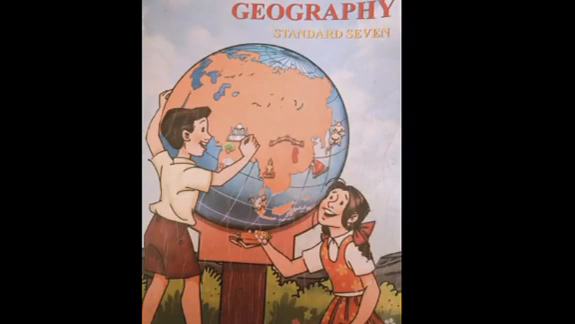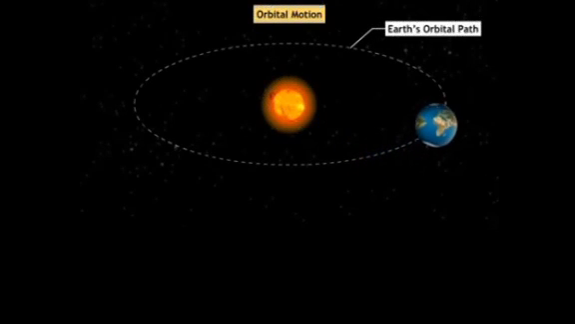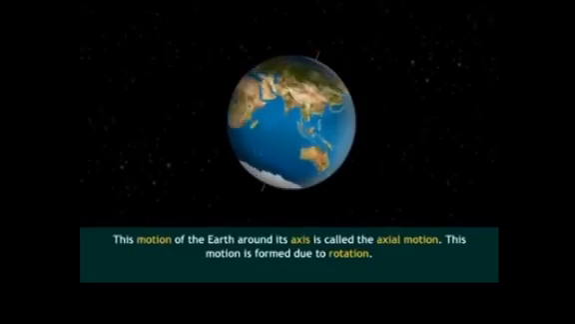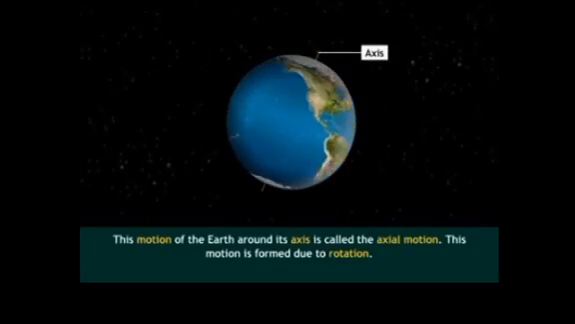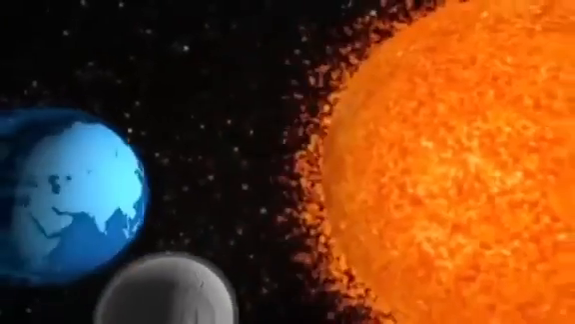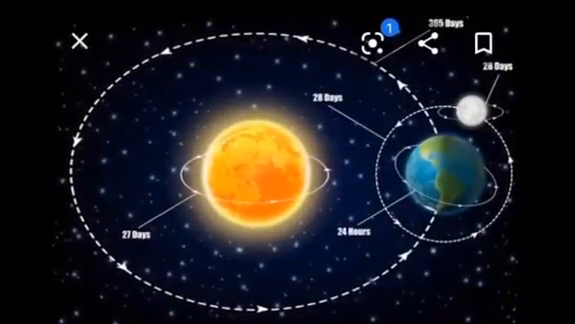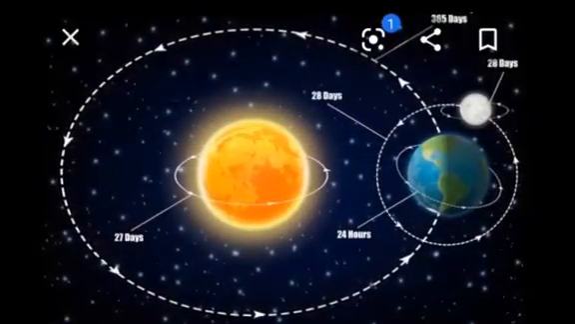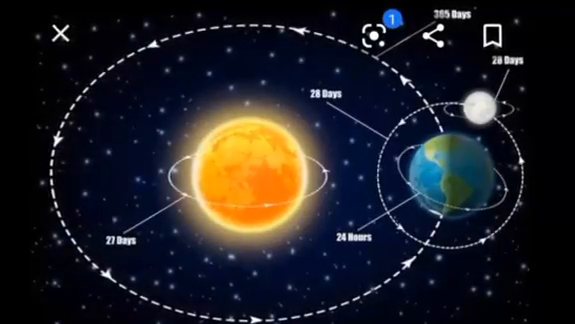Students, today we will learn the second lesson of geography, the sun, the moon and the earth. First, we will learn the moon's motion. Like the earth, the moon also has axial and orbital motions. The moon, while rotating around itself, revolves around the earth and the earth revolves around the sun.